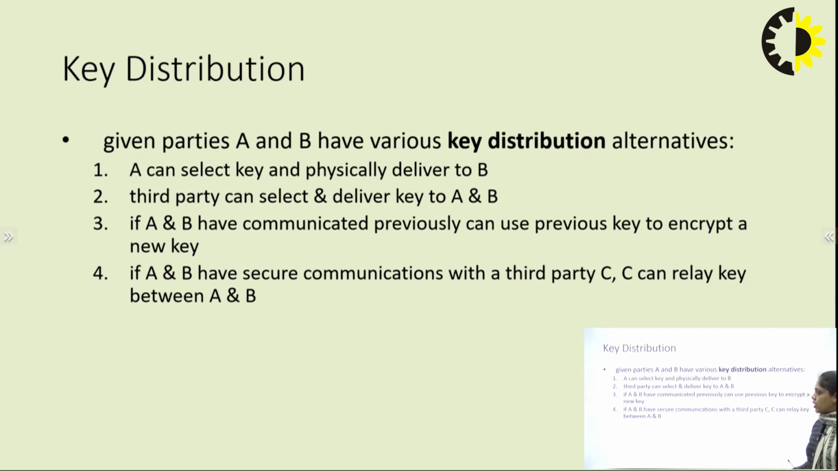Fourth one is if A and B have secure communications with a third party C, C can relay the key between A and B. Means if A is in secure communication with party C, and B is also in communication with party C, then C will act as a mediator between A and B, and will easily relay the information or key from A to B or B to A.